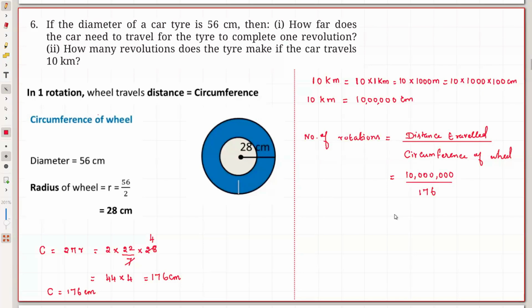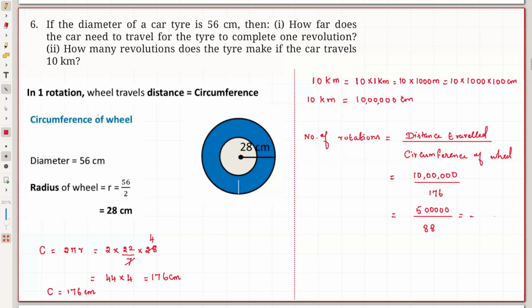So we can simplify it. Both will get cancelled with the 2 table. 5 2s are 10. Next, distance traveled is 10 lakhs, divided by the circumference of this wheel, 176. We can divide with the 2 table: 8 2s are 16, balance 1, again 8 2s are 16, so 88. Here 5 2s are 10, so balance 5 zeros. 1, 2, 3, 4, 5 zeros.